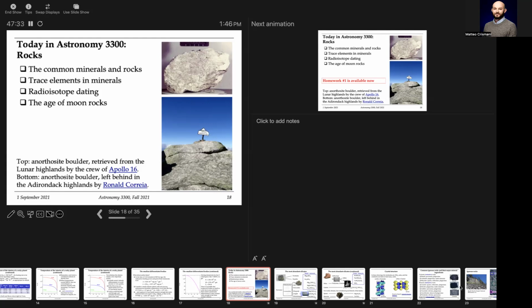Okay, so we'll talk about the composition of these bodies. We'll talk about how they inform, interestingly enough, ancient atmospheres when we get to that section. But in order to do that, we need to talk about the common minerals that we find. We need to talk about how trace elements lead to radioisotope dating. And then we'll talk about the age of the moon rocks as a way to identify some theories about the ages of these objects, right? What formed first? Did the Earth form first? Did the moon form first, et cetera, right? Or did they form at the same time? Strange, right? Okay. Ignore this red thing that's going to come up, it's not true.